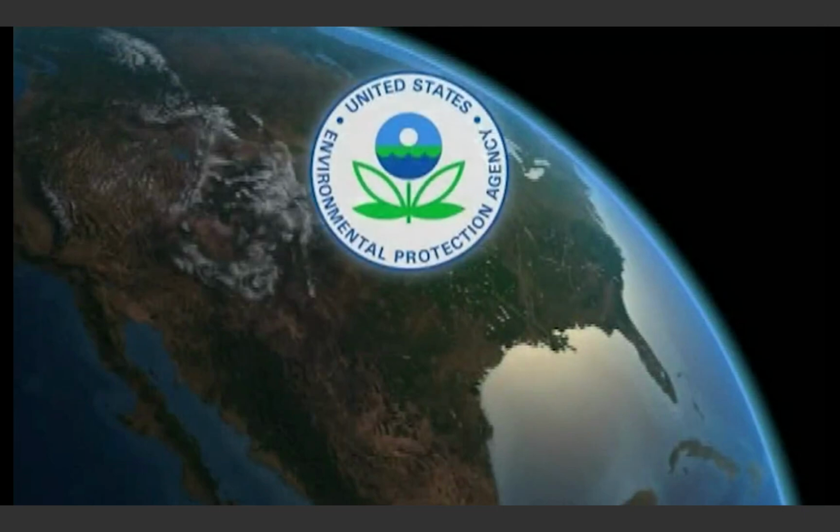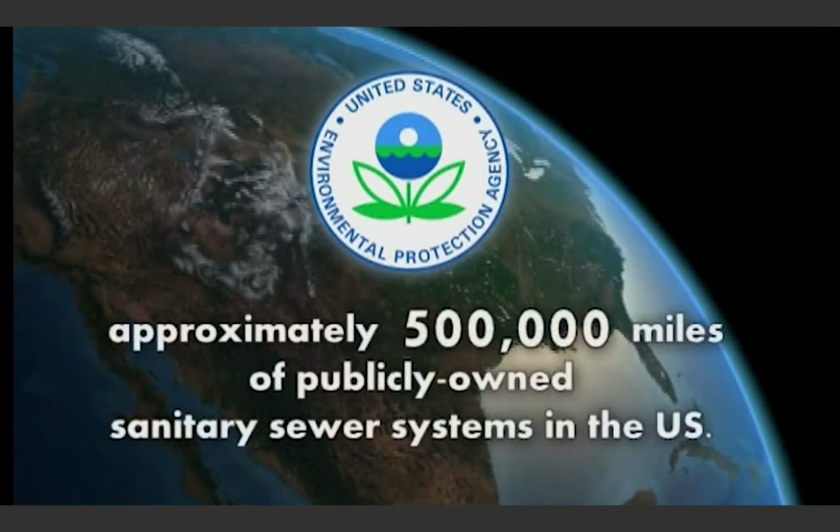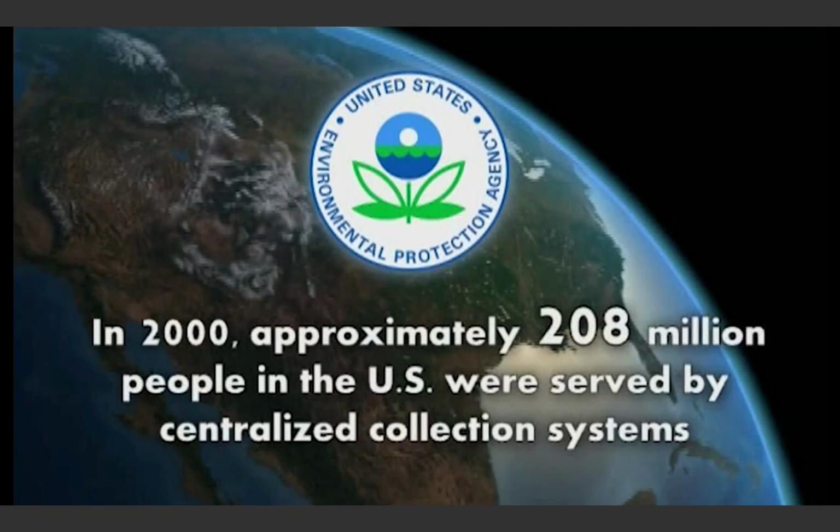The U.S. EPA estimates that there are approximately 500,000 miles of publicly owned sanitary sewer systems in the U.S., and by the year 2000, approximately 208 million people in the U.S. were served by centralized collection systems.